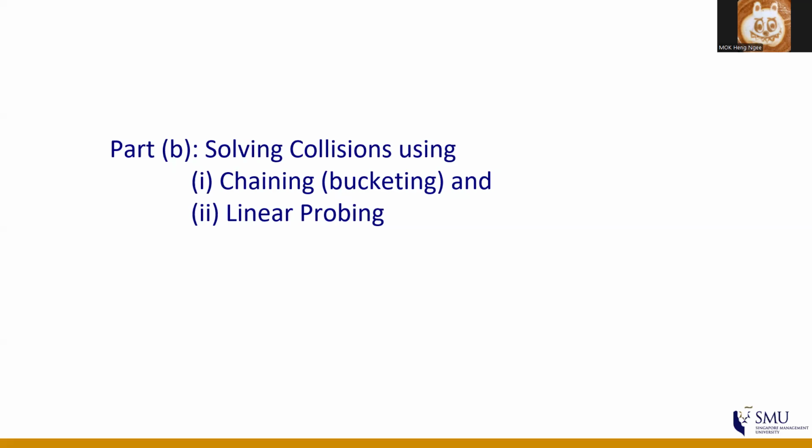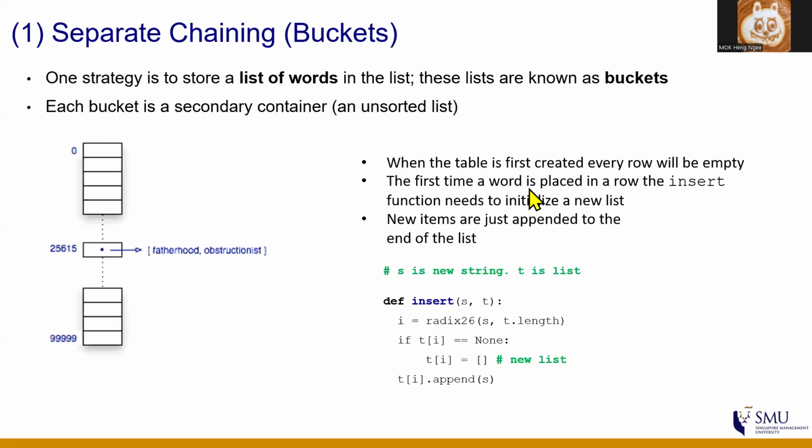In this part, we are going to talk about how to solve collisions using two main ways: chaining, also known as bucketing, and linear probing. So, collision is inevitable. Let's try to solve it. One strategy is to store the keys in a list. These lists are known as buckets. Each bucket is actually a secondary container, an unsorted list.